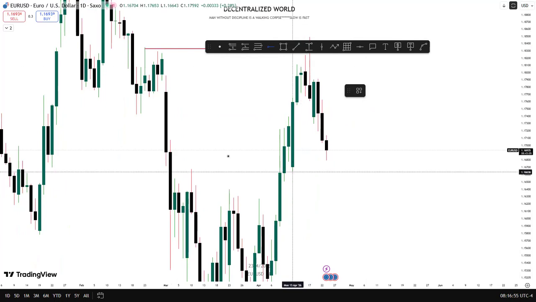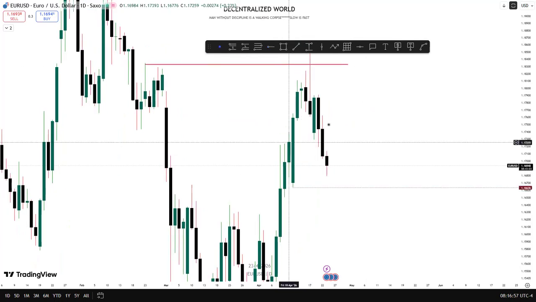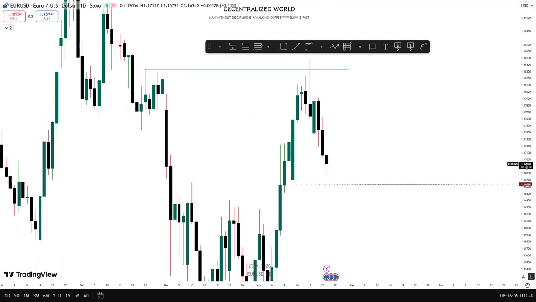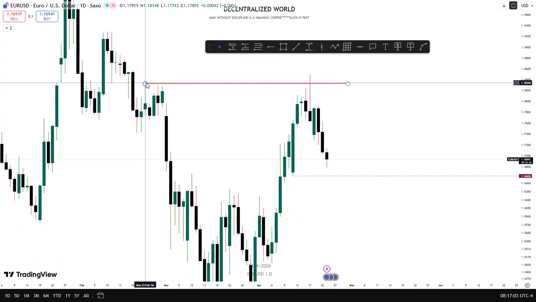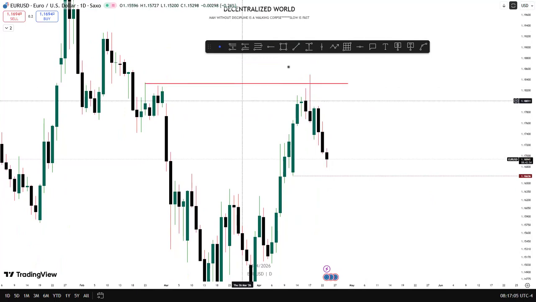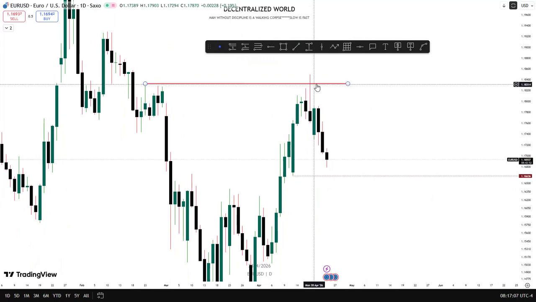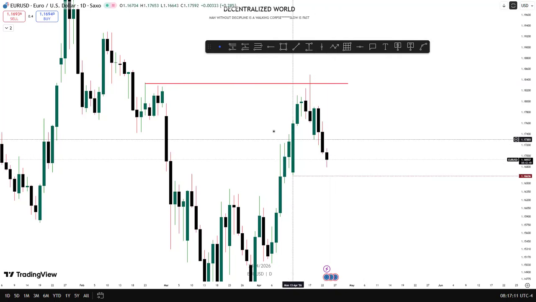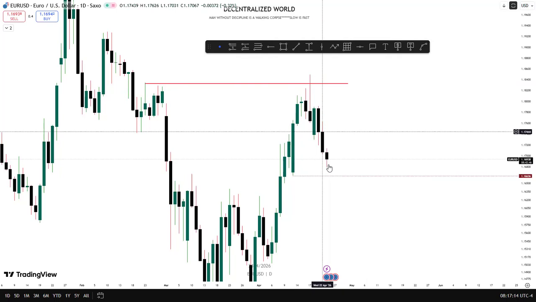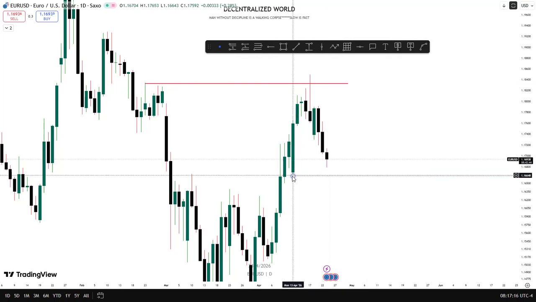So in a simple sense, you can say that the market is basically taking an external range liquidity. Once the market takes out an external range liquidity, the next target will be an internal range liquidity. So in this scenario, where is the internal range liquidity? It is this previous day low, right? Like I said earlier, lows are liquidity, right?